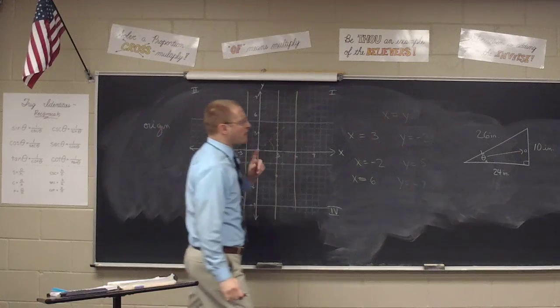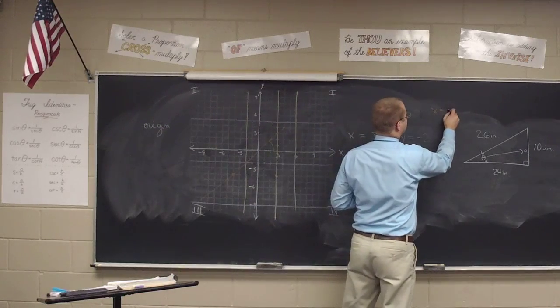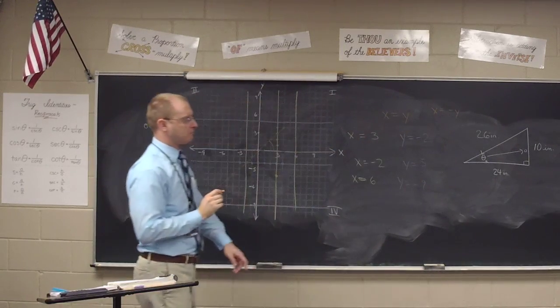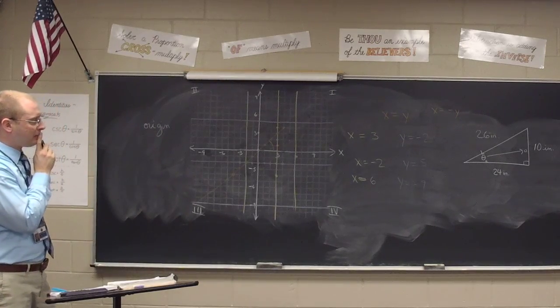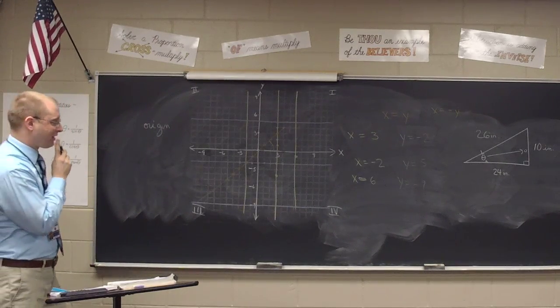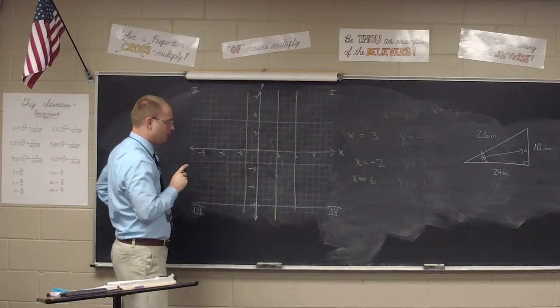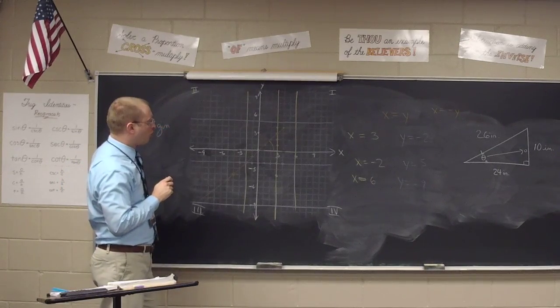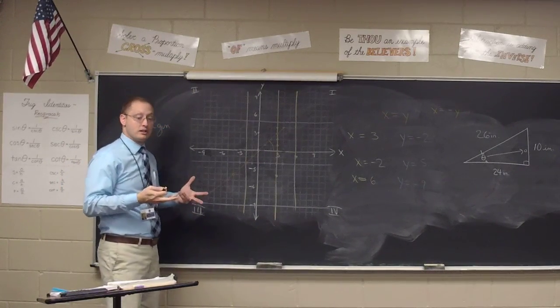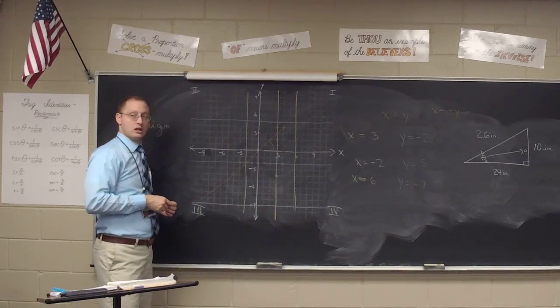Now, let me ask you this. What if I gave you this equation, though? X equals negative y. What do you think that would look like? One would be positive. So the abscissa would be positive, and the ordinate would be negative. Right. That's it. So what would that look like if I graphed it? It would be going that way, not that way.